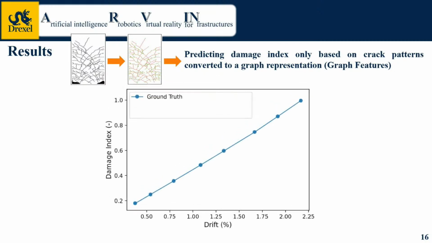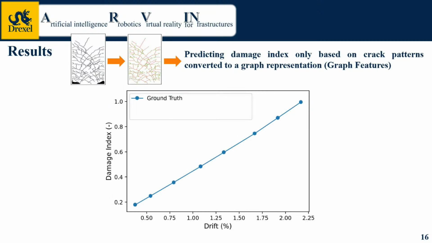To do so, we have the damage index here on the vertical axis. The closer it is to 1, the more the capacity of the structure has been consumed, so the structure is more damaged in a sense. And on the horizontal axis, we have the drift, and we're trying to predict this ground truth using the graph features. So this is our prediction on the trained data, which is a very good fit to the actual data.